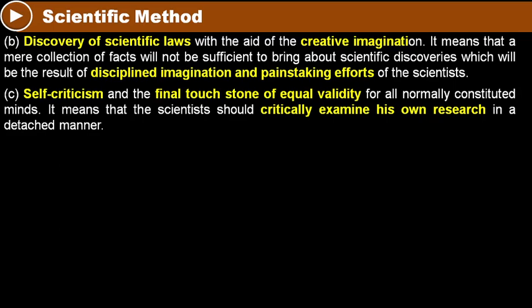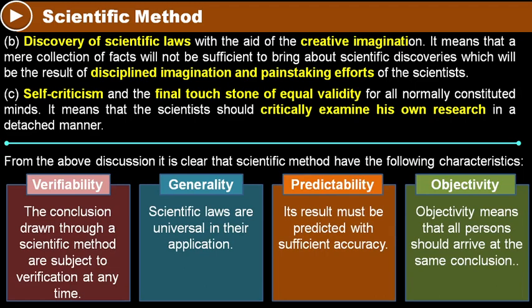Third is self-criticism and the final touchstone of equal validity for all normally constituted minds. It means that the scientist should critically examine his own research in a detached manner. So from these definitions, it is clear that scientific method must have the following characteristics. What are the characteristics? Verifiability, generality, predictability, and objectivity.